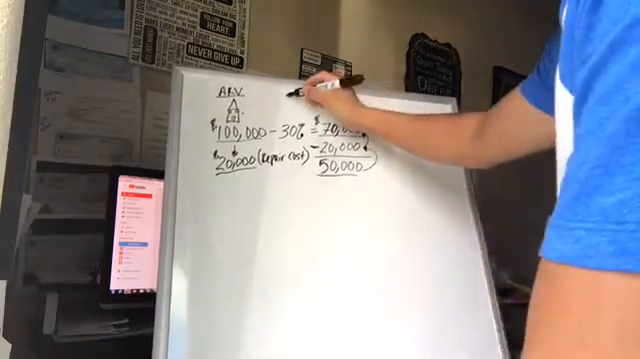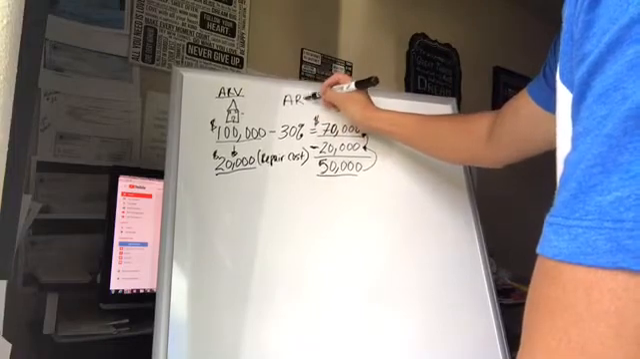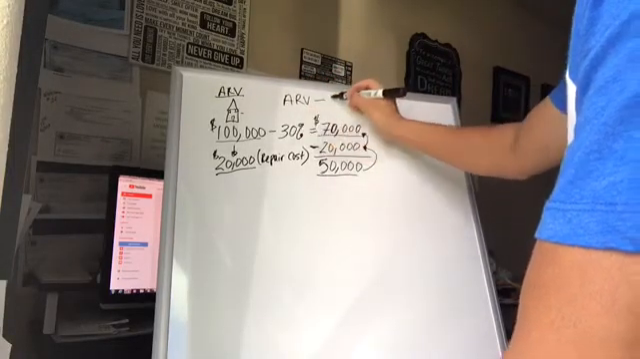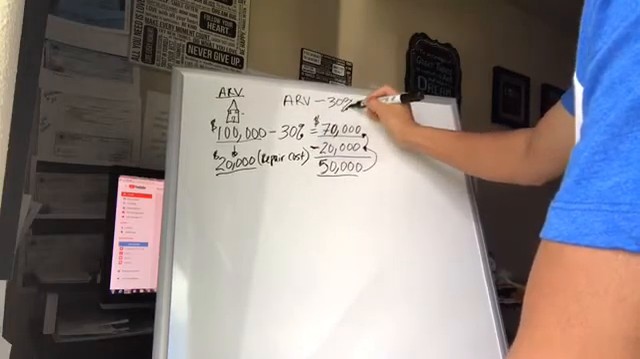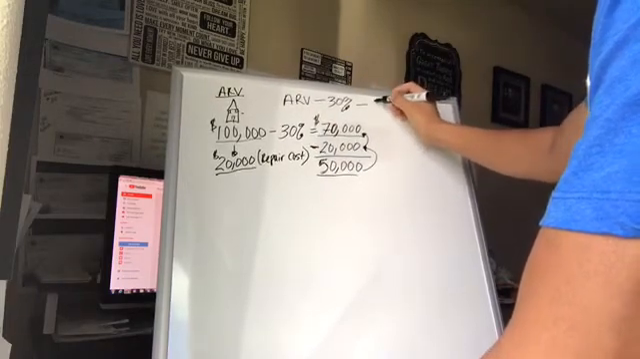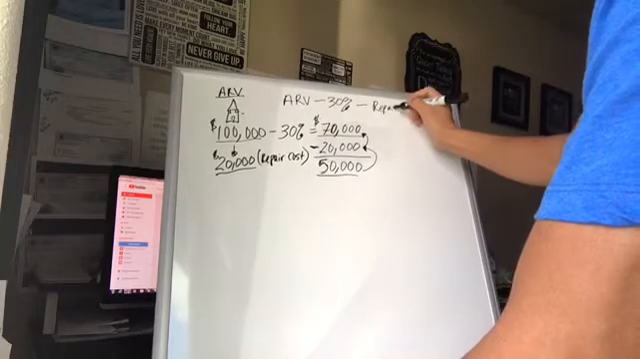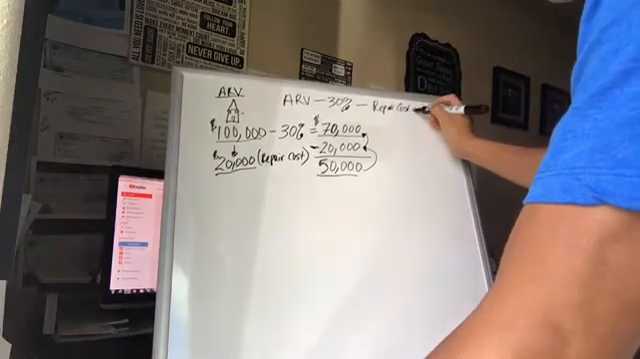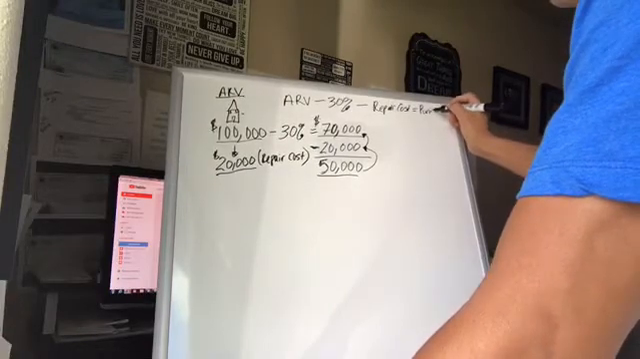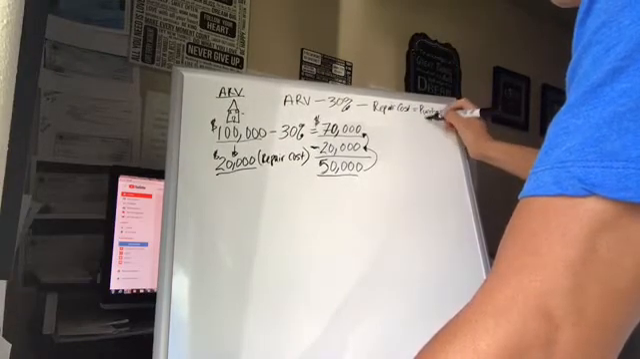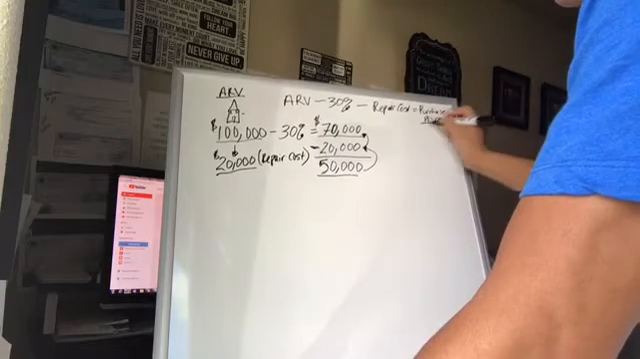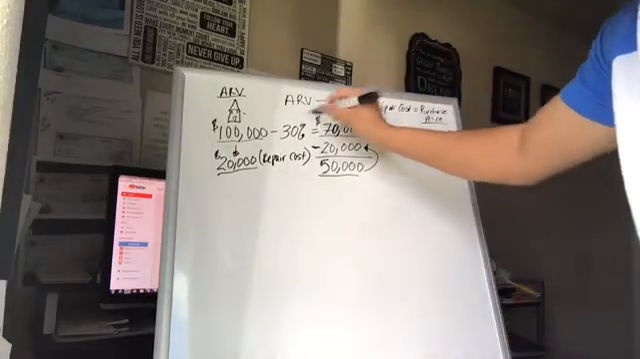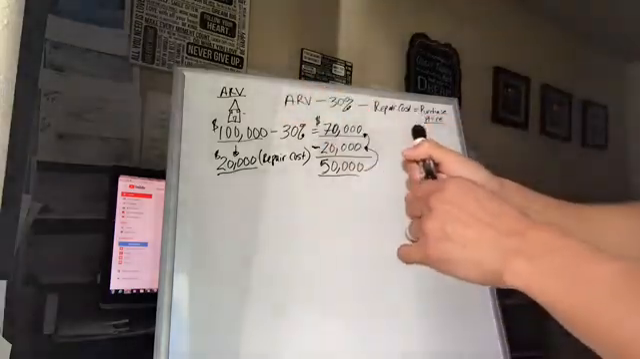So typically people would say ARV, after repair value, minus the discount, 30%, minus the repair costs, equals the purchase price, because they want to make 30% on the investment, okay.